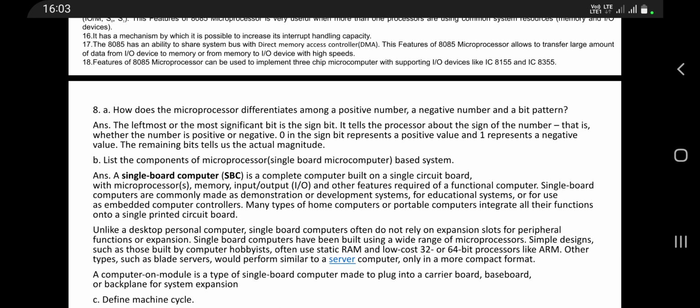Next question is, how does the microprocessor differentiate between a positive number and a negative number? You already know the flag register, and the sign bit is the leftmost or the most significant bit. If the sign bit is 0, then it is a positive value, and if it is 1, then we can recognize the value is negative.